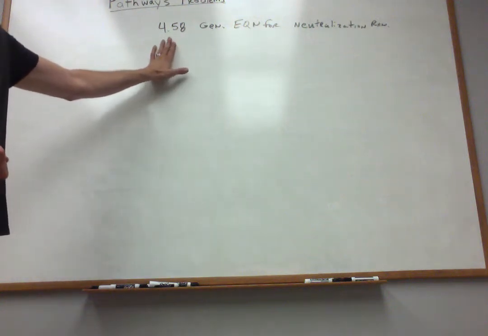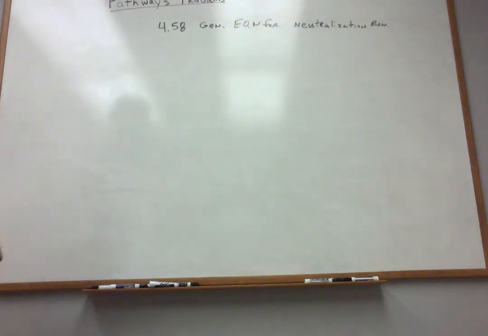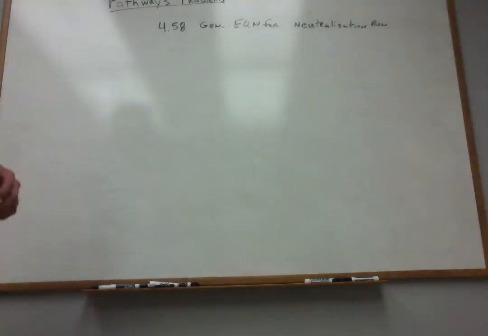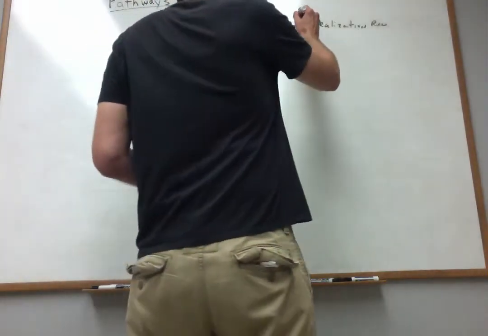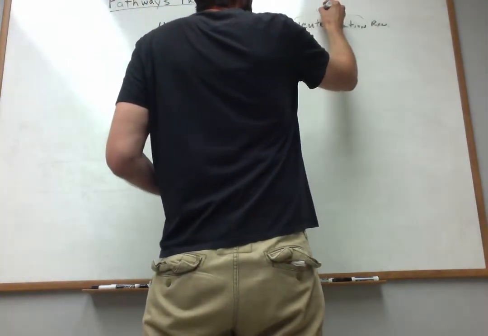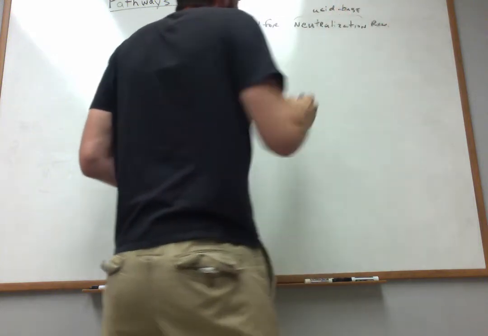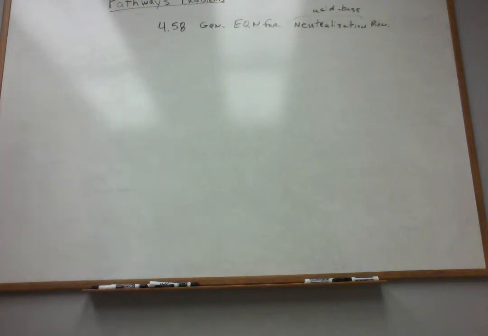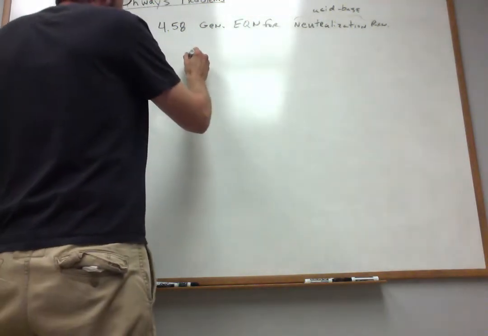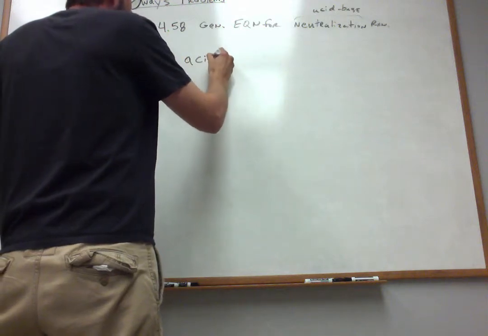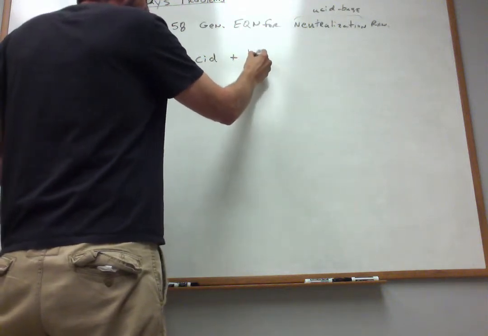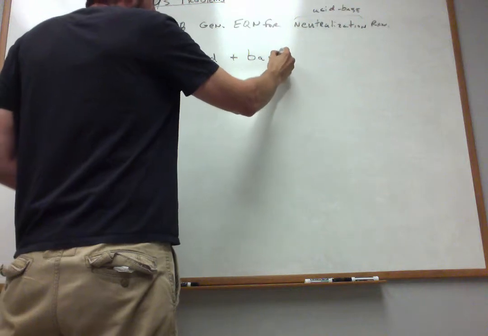Okay, question 4.58 of your textbook asks us to write a general equation for a neutralization reaction. Now, neutralization is also sometimes called acid-base. We want to write a generic general form for how these reactions work. Okay? I like to think of these reactions in the following generic general way.